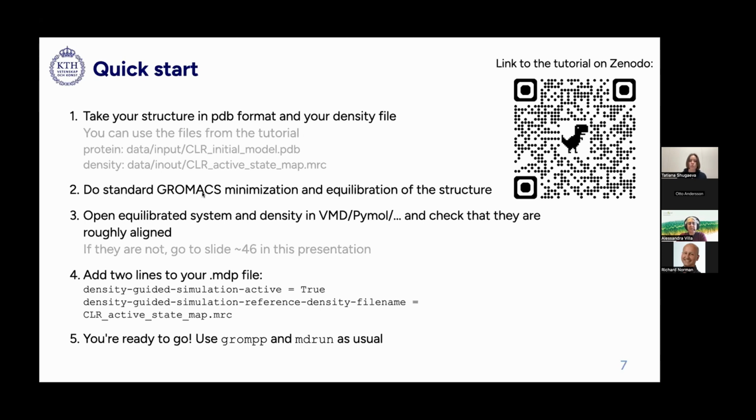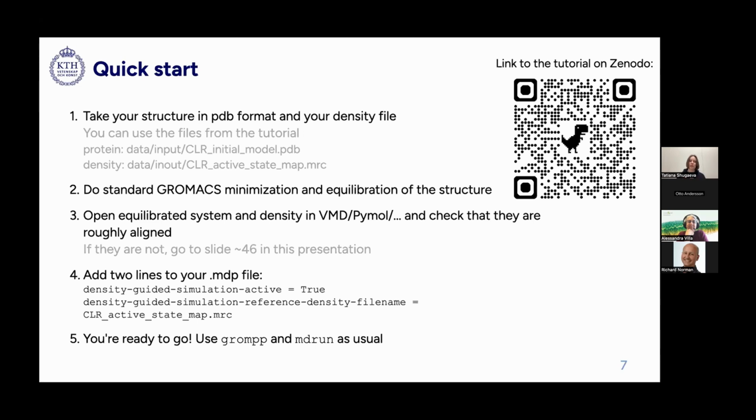For your structure file, you do standard GROMACS minimization and equilibration. You check that your system after equilibration is roughly aligned with the density. If they're not, maybe it's good to wait up until the end of the webinar where we discuss the alignment. And then you just add 2 lines of code, density guided simulation active and reference density file name, basically that you want to do density fitting and which density do you want to use. And that's all. After that, you can start your MD simulation as usual. But this is a quick guide.